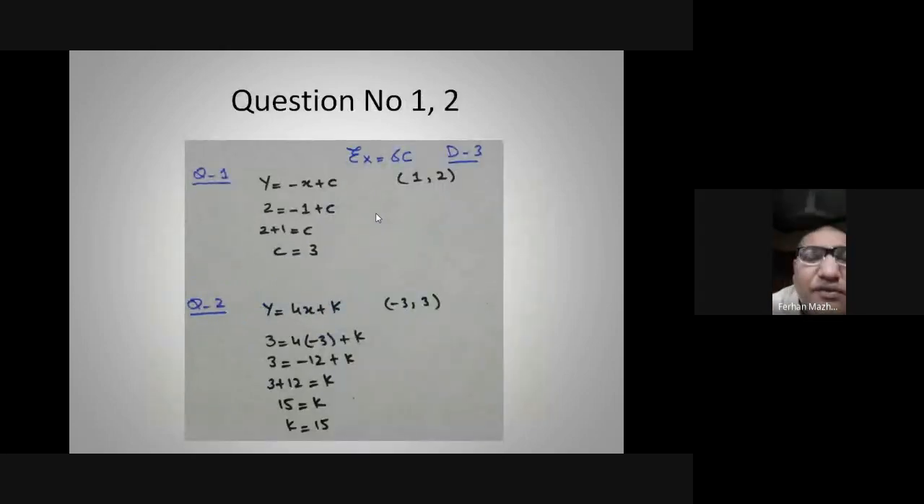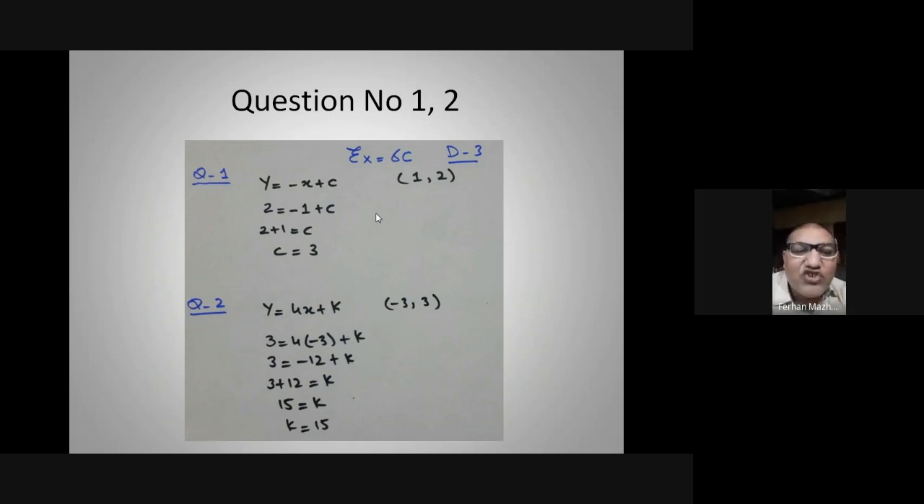Okay. So here we have that exercise 6c. And it's question number 1 and question number 2 is showing up on your screen. He has given us an equation. In the question, if you look at the question in your book, you will find that they have given you an equation of a line, and the equation is y equals minus x plus c. And they say that this line passes through this point and the coordinates of the point are 1 comma 2.